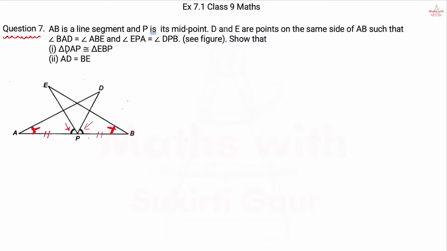EPA and DPB. Show that triangle DAP, this one, is congruent to triangle EBP. So this triangle is congruent to this triangle. We have to prove this in this question, and the second part says AD equals BE, which will come later on. First let us try to prove both of the triangles congruent, which are asked of us.